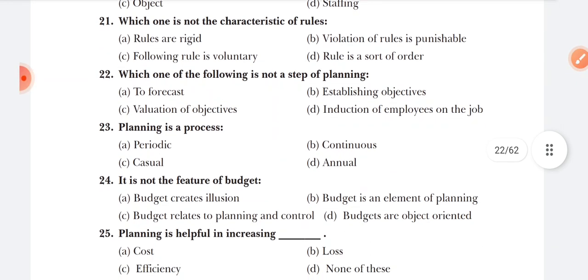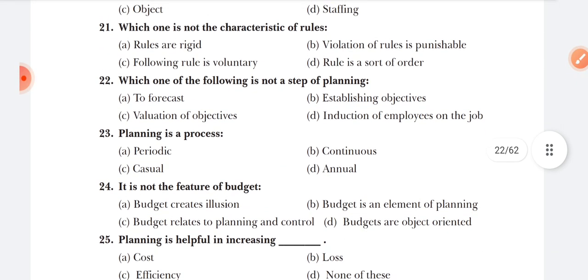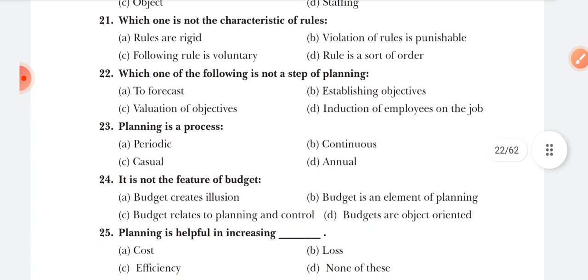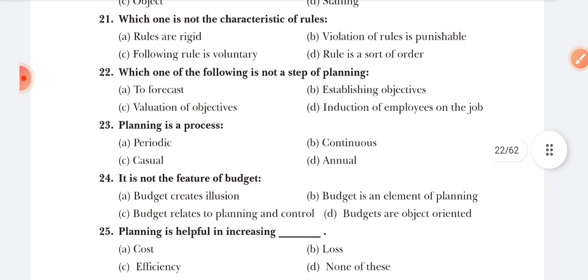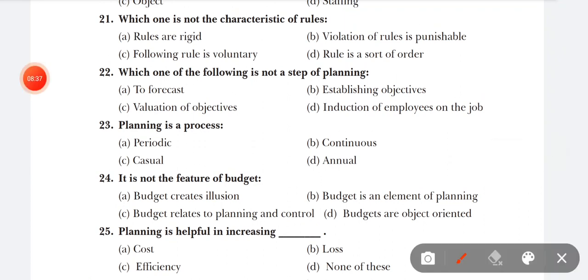Question last, 25. Planning helps in increasing cost, loss, efficiency, or none of these. And the correct option is option C, efficiency.